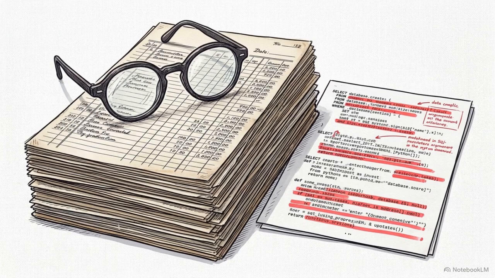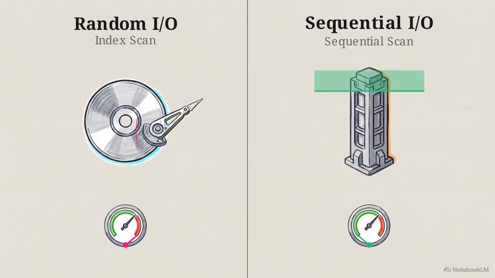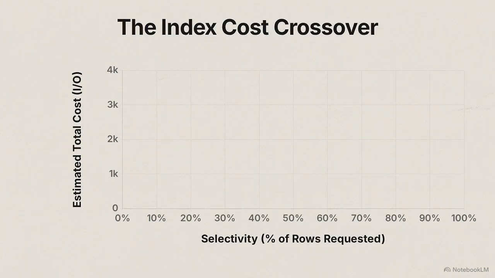It acts like an incredibly strict accountant. Before it runs your query, it calculates the literal, physical cost of jumping around your hard drive versus reading straight through the data. This chart shows how that accountant makes the decision. The most important number on the bottom axis is called selectivity. That is simply the percentage of total rows your query is asking for. Are you looking for one specific user or half of your entire customer base?